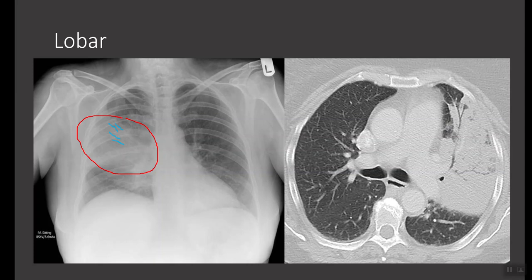Sometimes we can see this with atelectasis, though we look for features of volume loss. We'd hope to see some movement of the fissures. So in this case, we're looking at a lobar area of consolidation within the right upper lobe.